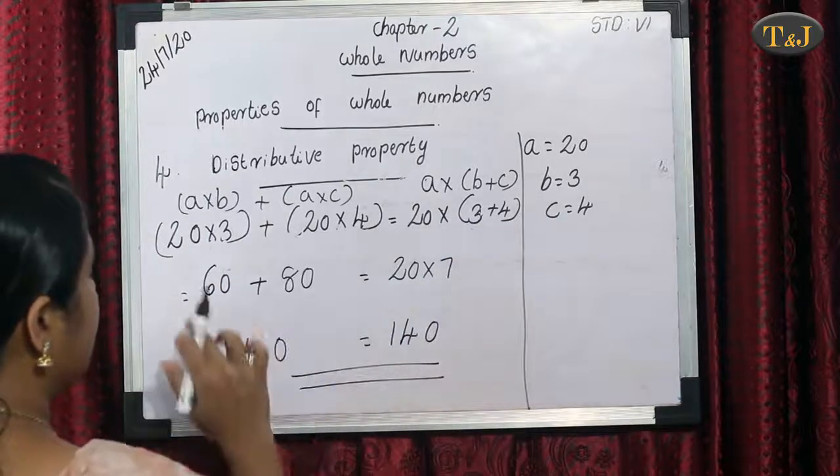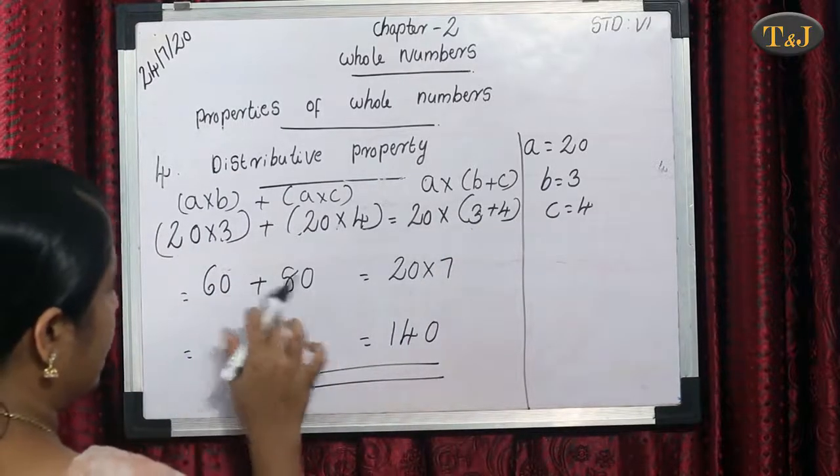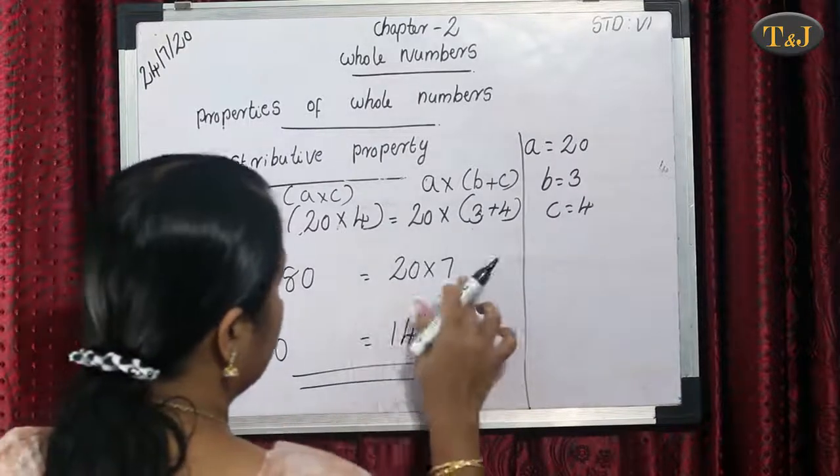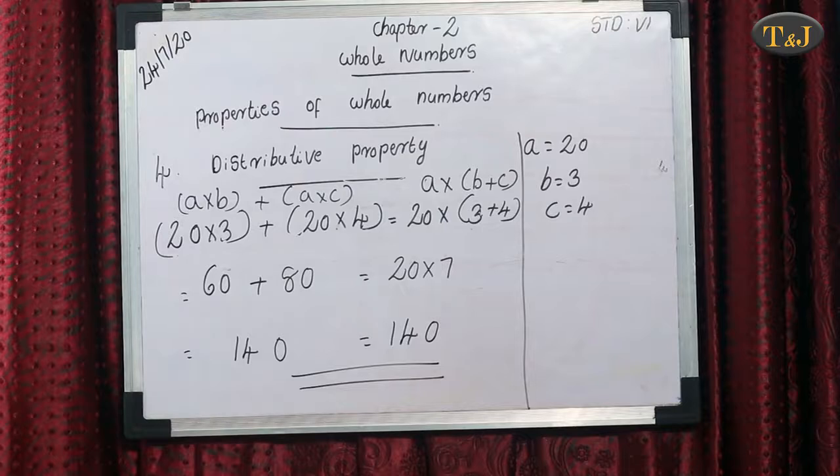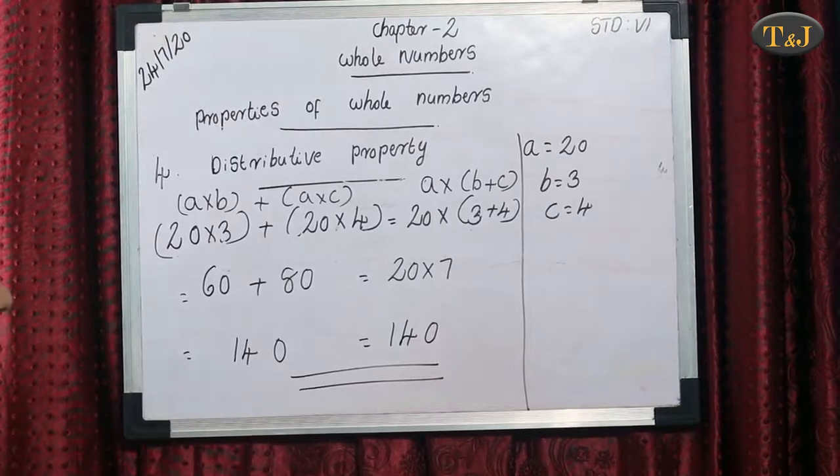Then we have to add these numbers, 6 plus 8 equals 14 and 0 is put here. Then here 2 4s are 8 and remaining zeros. Therefore, we get LHS equal RHS. So, the distributive property is satisfied in this problem.